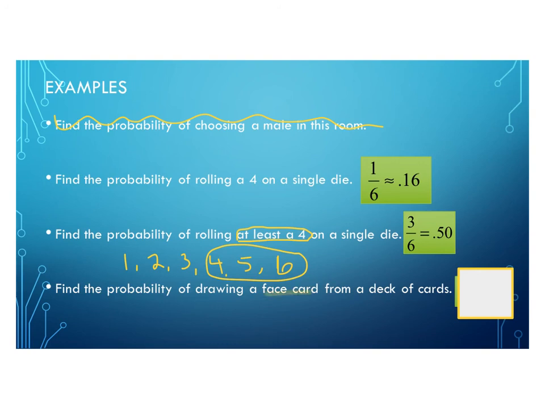And then find the probability of drawing a face card from a deck of cards. Cards that have faces would be your jack, your queen, and your king. Remember, there are 4 of each type. 4 times 3 is 12. So we would take 12 out of 52, or approximately 23%.